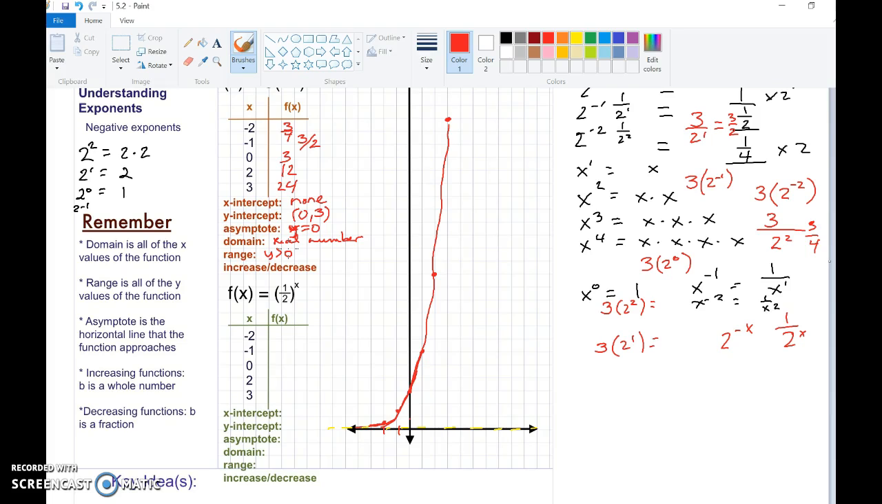And the last thing is: is this increasing or decreasing? Well, you can see that it's increasing.